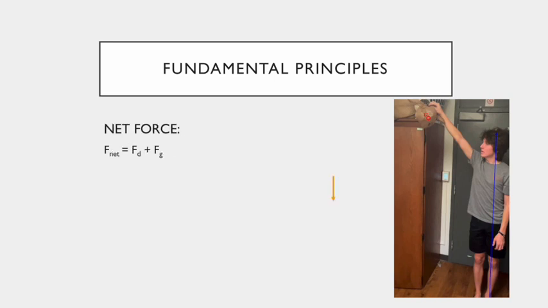And then the net force is going to be equal to the two forces of drag and gravity together, and so it's pointing downward in our situation because gravity is larger than drag, at least at the start.